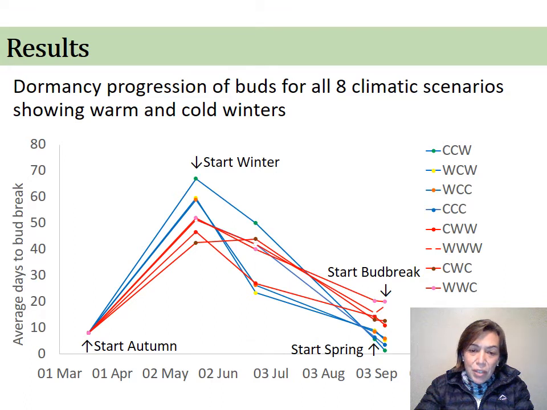Here we have dormancy progression curves for all of the 8 different treatments. I've colored in those that had a cold winter in blue and the ones that had a warm winter in red. And here we can see at the end of the season, all those that had the cold winter had been released from dormancy. They were in eco-dormancy, whilst those that had had the warm winter were still dormant. Obviously, this has an implication for bud break.